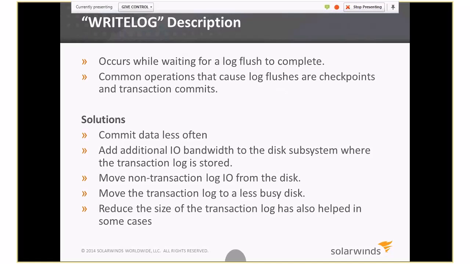Or maybe check to make sure you've got no non-transaction log I/O on that disk. Make sure you don't put your data files with your log files, that type of thing. Or move your transaction log to a less busy disk. Or resizing the transaction log can also help in some cases. If it's a great big log, you might be able to resize it and get some better performance.